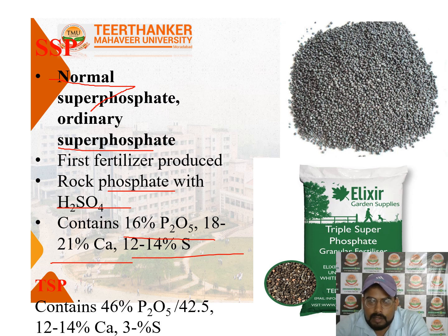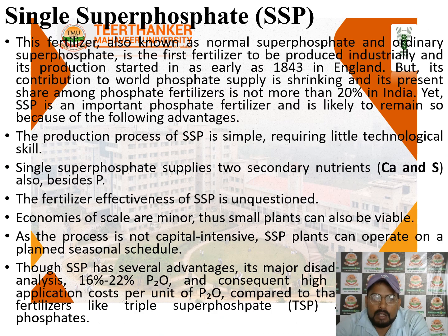The content of TSP: first DSP, TSP and SP, with contents of 46% and 42%, and calcium and sulfur of 30%. So these are the characters of SSP. Now the second question: what is the manufacturing process of SSP?